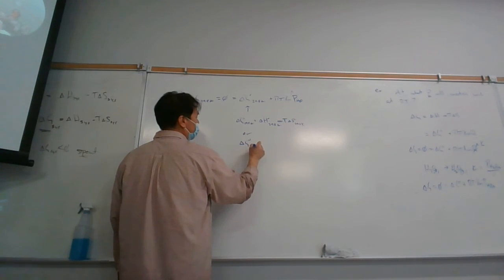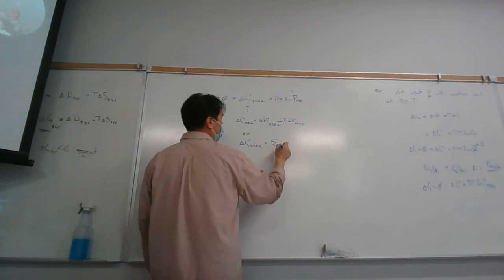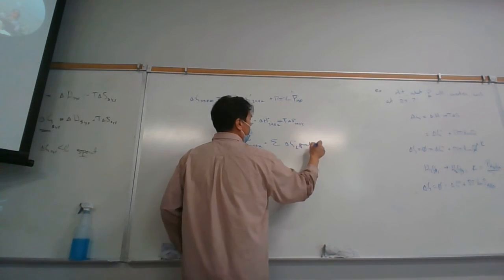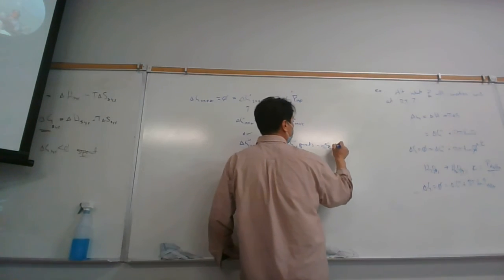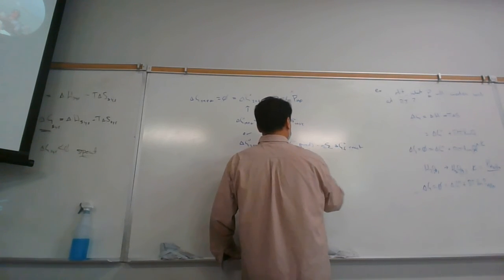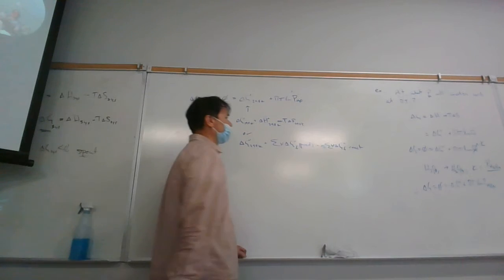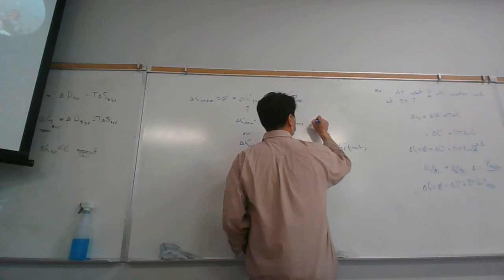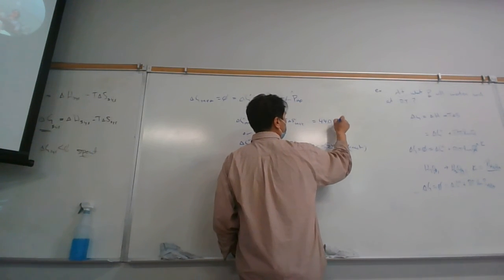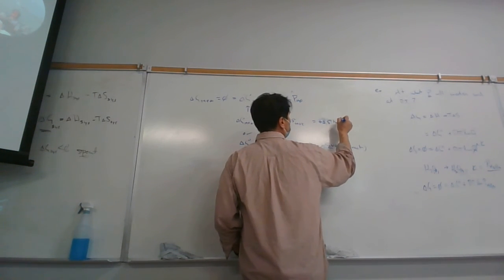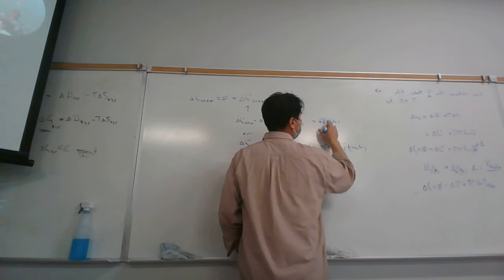If we want delta G naught at 298 Kelvin, then this is just equal to the sum of the delta G's of formation at 298 Kelvin of the products minus the sum of the delta G's of formation of the reactants times the number of moles of each, which is given by mu. So we had already calculated this one earlier. This one came out to plus 8.5 kilojoules, 8.57 kilojoules.